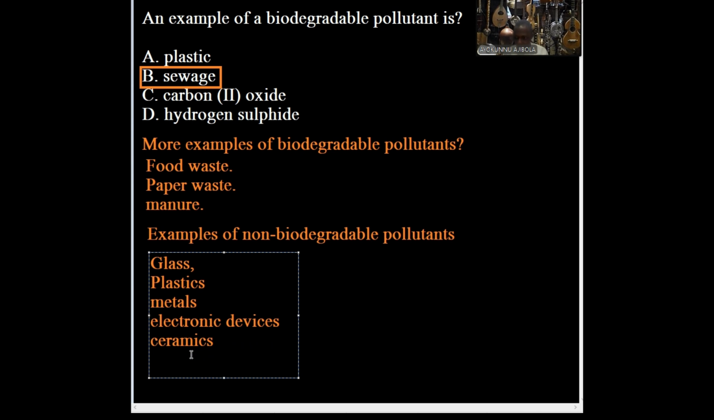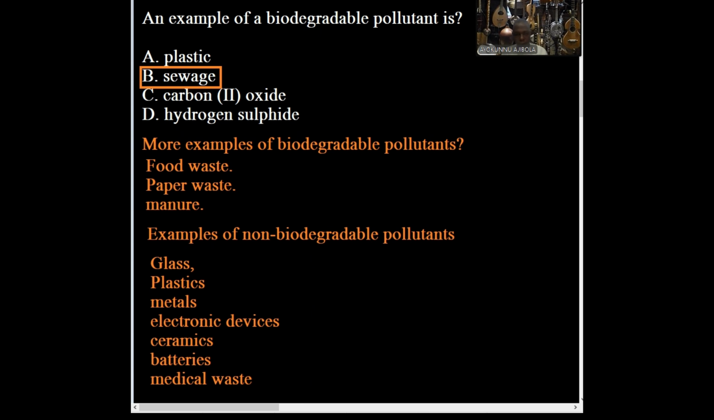Then batteries. We can talk about medical waste, plastic bags, carbon paper, and so on.